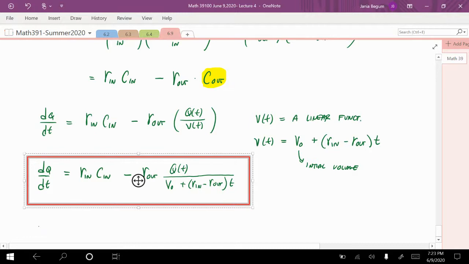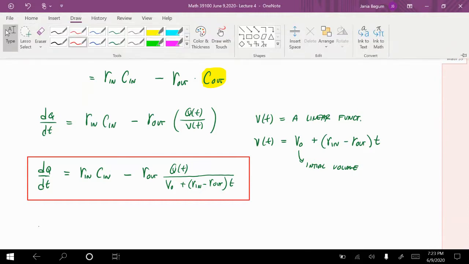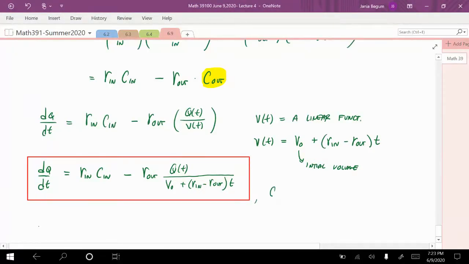Okay, so this is something you have to remember, along with the initial condition. So what is the initial condition? Well, that's going to be Q of 0, right? So Q of 0 is the initial amount of salt. Okay, so that will be the initial condition. So this represents the modeling for first order.